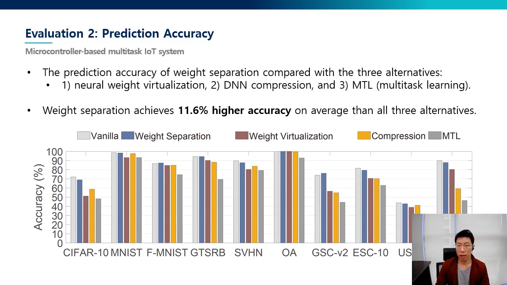On the other hand, each alternative method exhibits different shortcomings that are presumed to cause lower prediction accuracy than weight separation approach. That is, the neural weight virtualization neither separates nor keeps important weights intact. And second, the DNN compression method deforms the model architectures, and multitask cloning has difficulty in creating a unified network of heterogeneous deep neural networks.